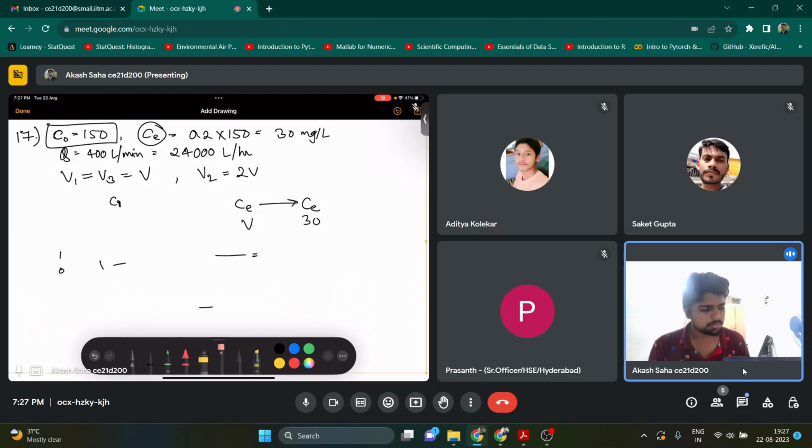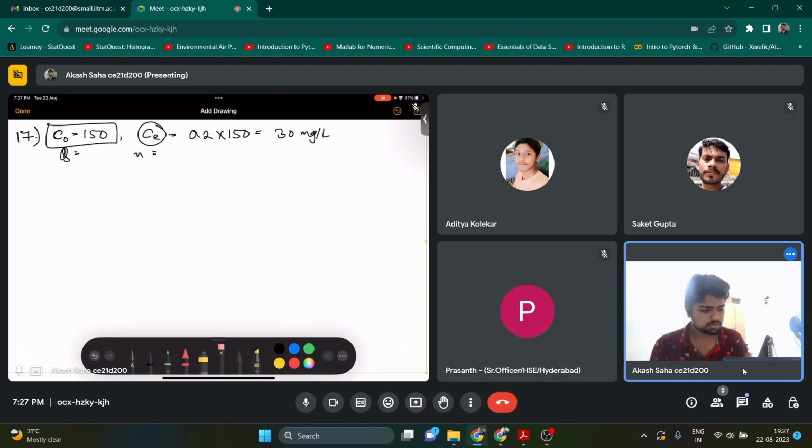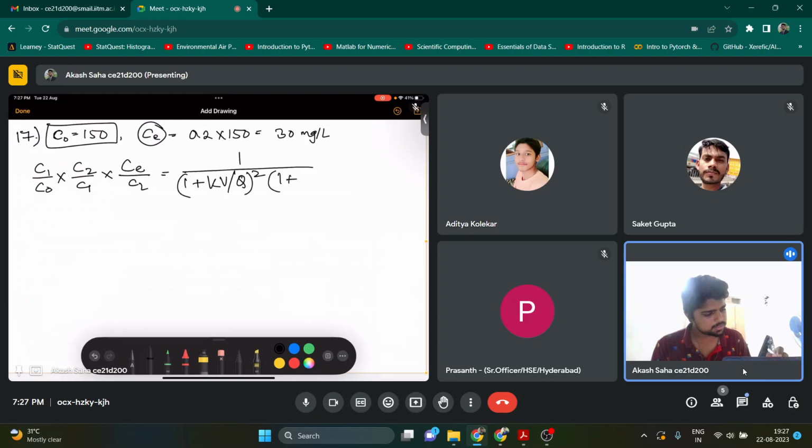I hope you are noting down because I'll be erasing all the things after I have done writing them. If we multiply all the equations, C1 by C naught into C2 by C1 into Ce by C2, we will get 1 by (1 plus kV by Q) whole square into (1 plus k into 2V by Q).